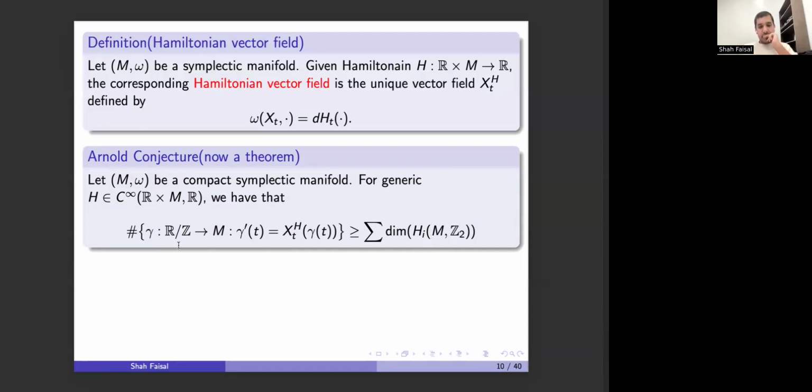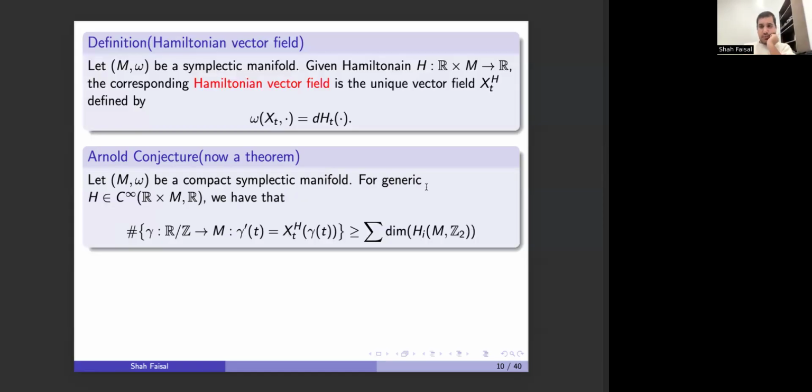Here gamma is a loop from the unit circle which satisfies the Hamilton equations corresponding to H. And this hash is a set theoretic count of these. One can prove that for generic H it is going to be a finite number. And so the set theoretic count of these one periodic orbits is at least the sum of the Betti numbers.